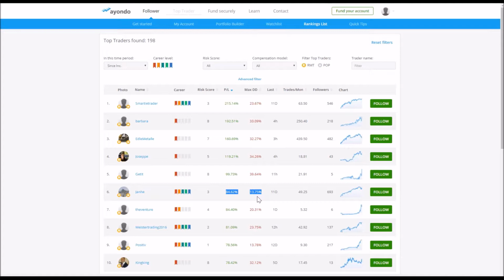Someone's just asked, are these stats since they started trading with Oanda? Yes, they are, and you'll see it in a bit more detail now when we click in and have a look. The other thing I want to see is really the shape of the chart.